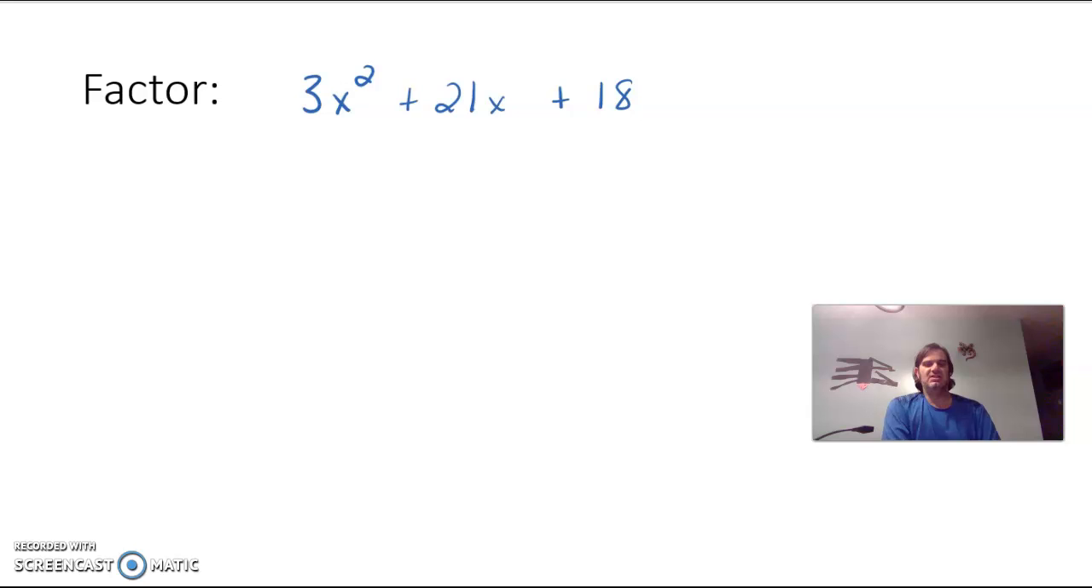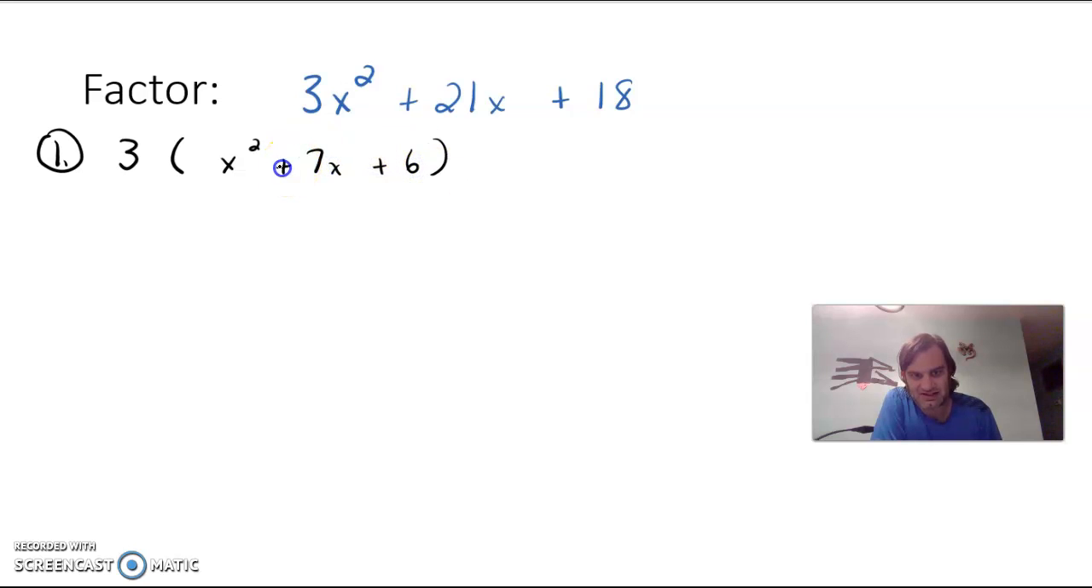So here is the first example, and it was the one I had: 3x squared plus 21x plus 18. My first step would be to factor anything out I could. In this case, I can pull out a 3. And that will leave me x squared plus 7x plus 6.